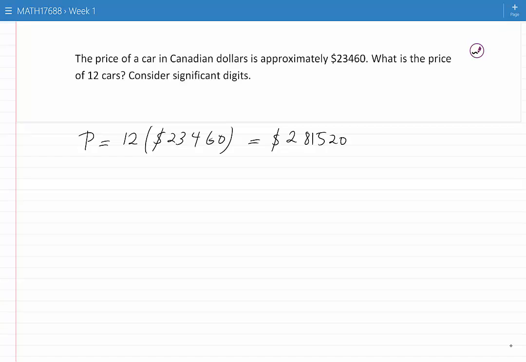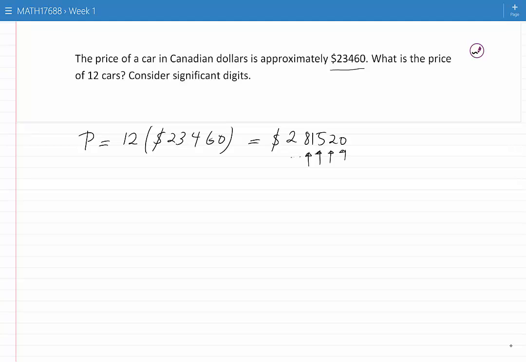However, can we trust all of these digits? Are these all significant digits? To answer that, we have to look at the significant digits in the original problem. There are two numbers in this problem, $23,460. This is an approximate number.